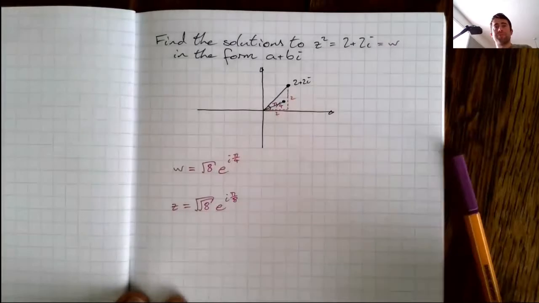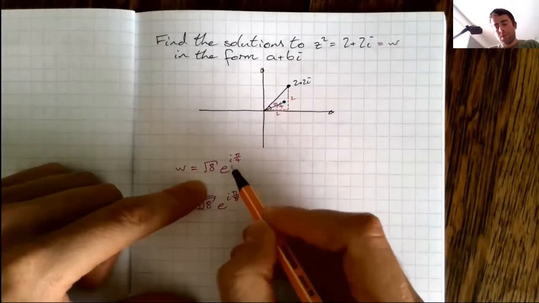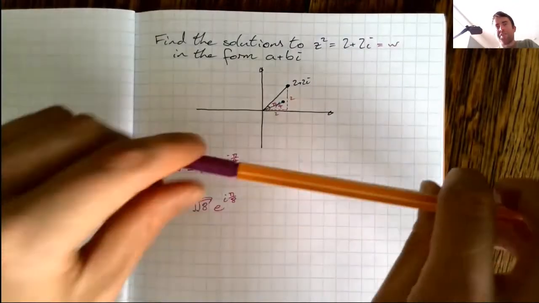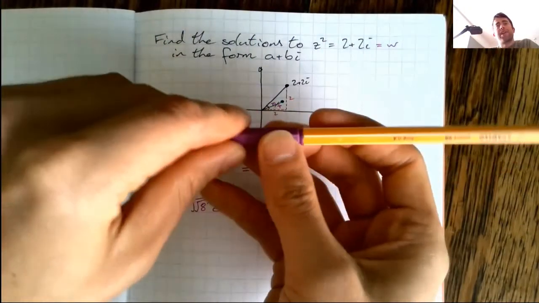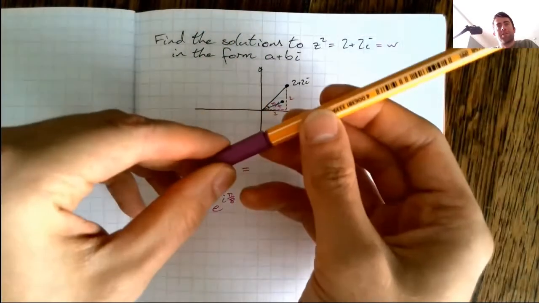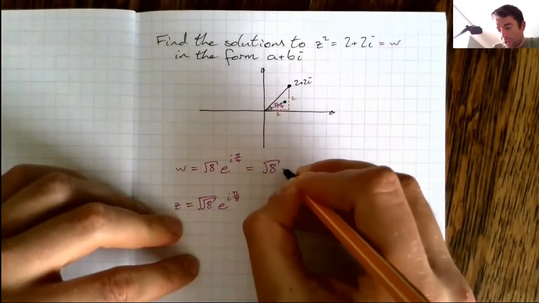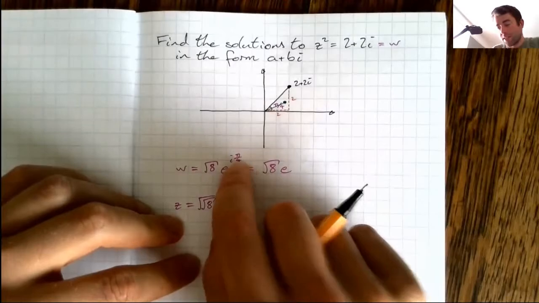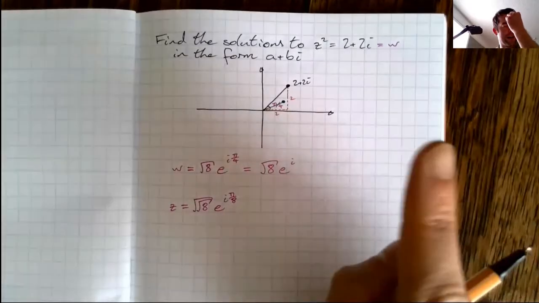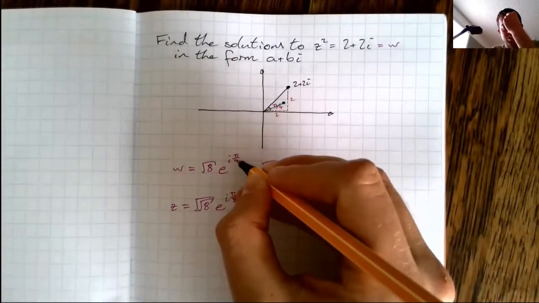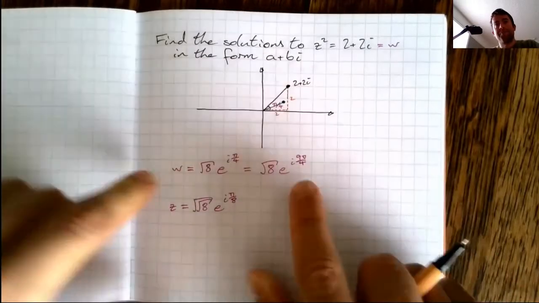How do we find the other one? We go back to this original modulus and argument, and we use the fact that arguments repeat every 2 pi. Let me rephrase that. If we add 2 pi onto the argument, we get back to the same complex number. So if I add on 2 pi to this argument here, 2 pi is the same as 8/4 pi. So this becomes 9/4 of pi.